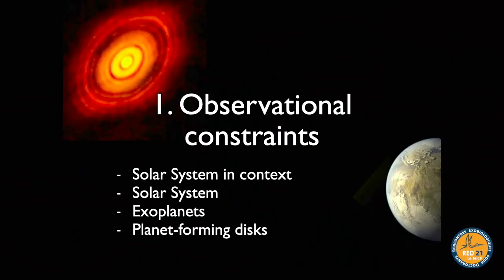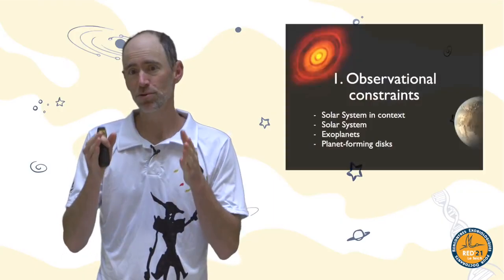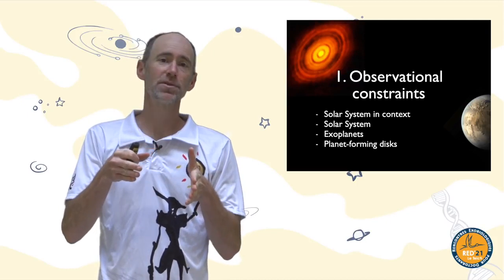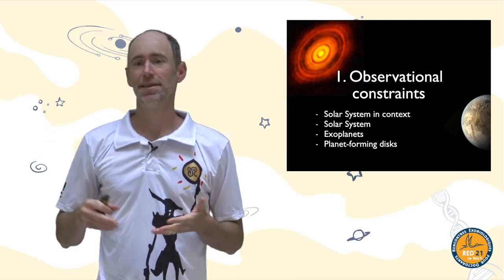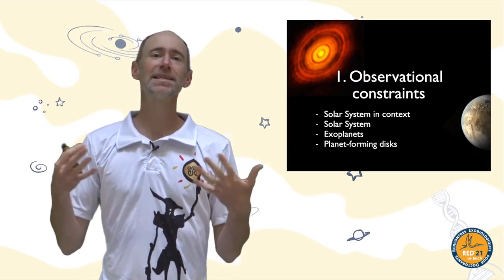So here we go, observational constraints. And within observational constraints, I'm even going to chop it down further. We'll start off with a little thought experiment I like to do that I call the solar system in context. Then we'll talk about solar system constraints. Then we'll talk about exoplanet constraints. And then we'll talk about planet-forming disks.